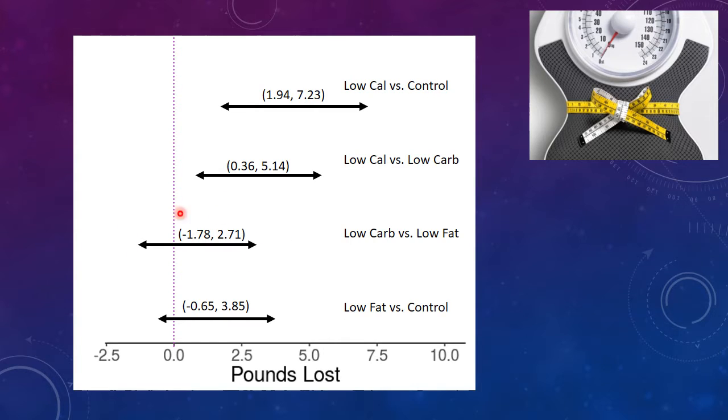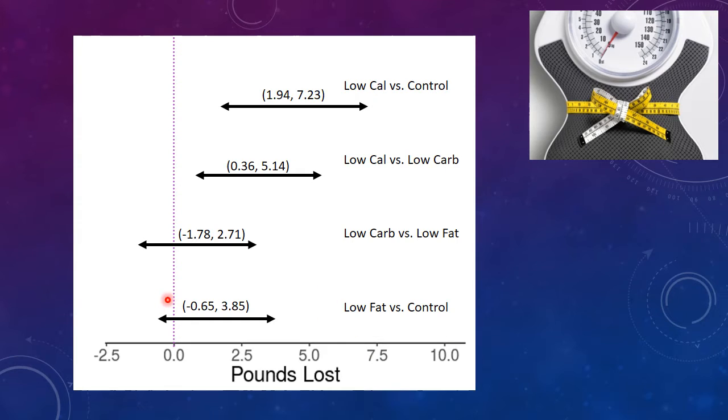The HDI for the contrast between the low-carb and low-fat diets includes 0, suggesting that even if these diets do have different weight loss, it's plausible that the difference isn't very big at all. In fact, the posterior probability that the low-carb diet has a higher average weight loss than the low-fat diet is really only about 60%.